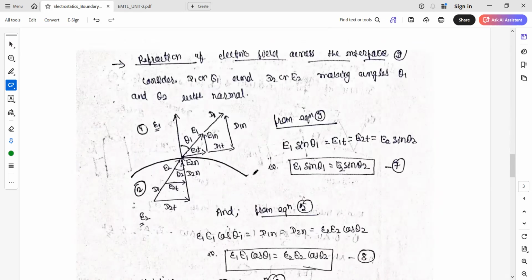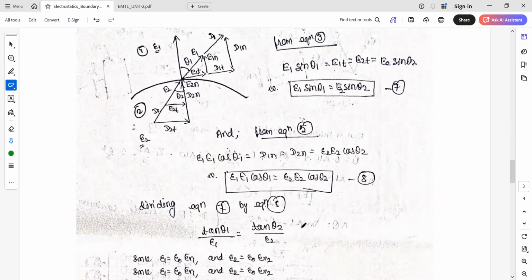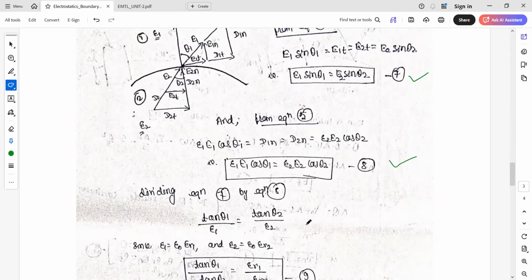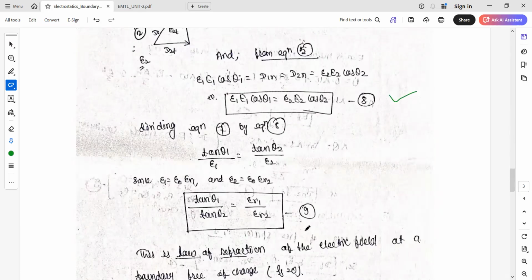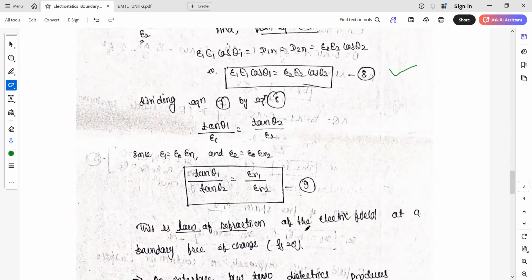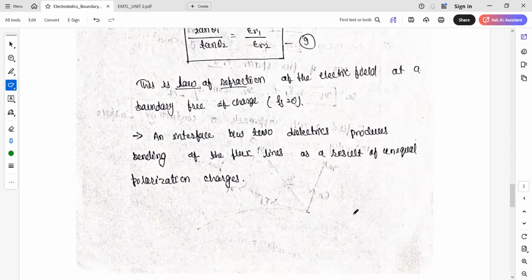And this is the situation when it is at angles theta 1 and theta 2. Okay. So here we have to resolve the components along the x-axis and y-axis. So E1 sin theta 1, E1 cos theta 1. On the basis of that, we are able to write the tangential components as well as the normal components. So the ratio of equation 7 and equation 8 is going to give us this, which is also called the law of refraction from one medium to another medium.